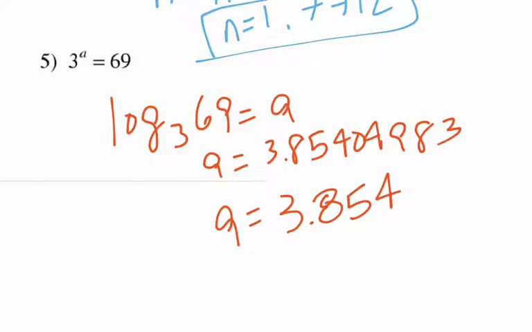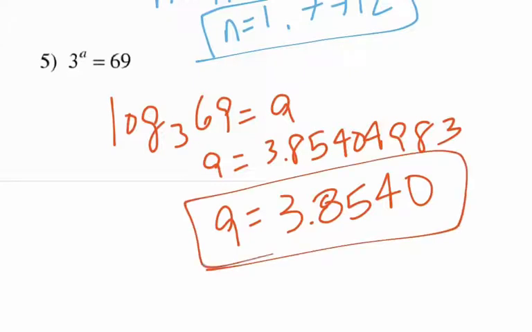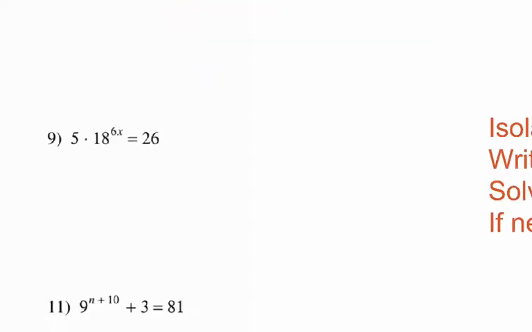Actually, 3.8540 to 4 decimal places, sorry. Everybody all right with that before I go on? Awesome. Again, you can pause this video if you need to. So the next one is slightly different because we have this 5 to deal with.